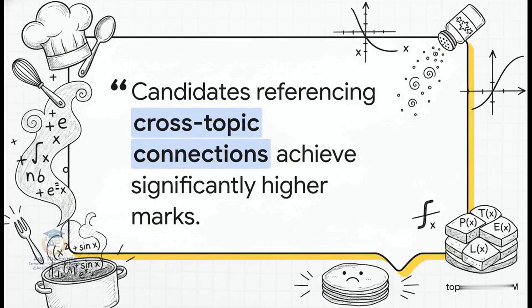Let's look at the principal examiner reports. They explicitly highlight that referencing cross-topic connections acts as the perfect seasoning to immediately elevate your overall grade. For integration by parts, this cross-topic connection is your strategic command word, the ILATE rule. That stands for logarithmic, inverse trigonometric, algebraic, trigonometric, and exponential. This hierarchy is your definitive, unbreakable guide for choosing your u.